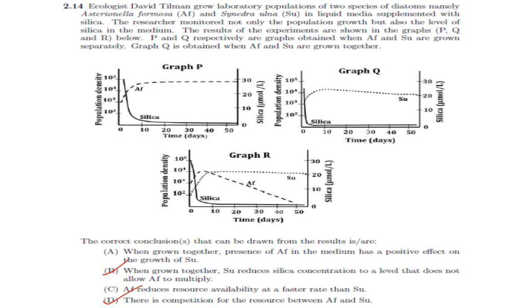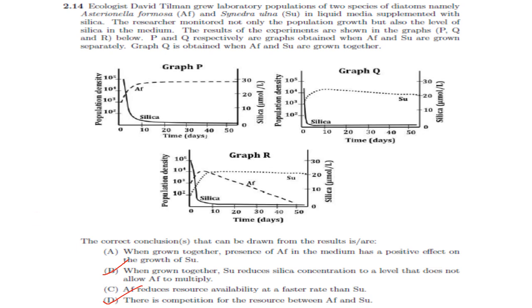P and Q respectively are graphs obtained when Asterionella formosa and Synedra ulna are grown separately. R graph is obtained when both are grown together. The correct conclusion that can be drawn from the result is?